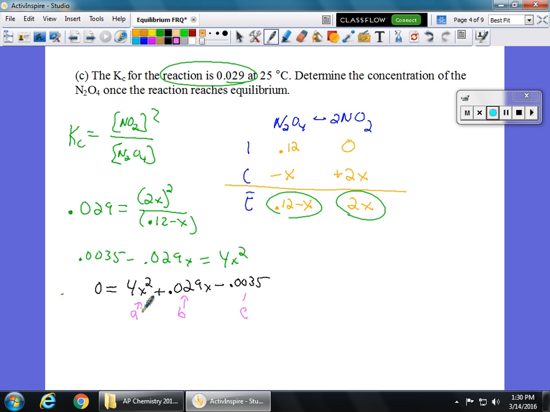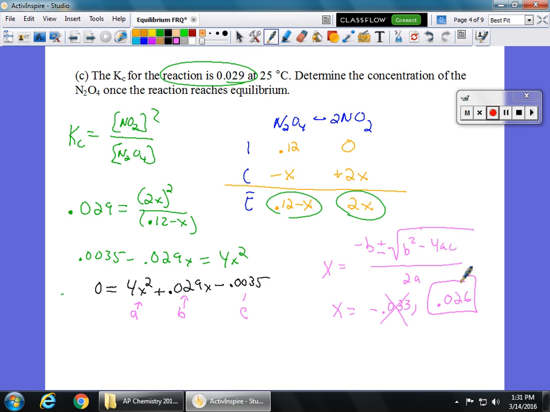And if we substitute those into the quadratic equation, our x is going to be equal to negative b plus or minus the square root of b squared minus 4ac over 2a. We're going to get two different values for this. The first value comes out to be negative 0.033, and the second value is 0.026. And you should realize that one of these is going to be incorrect, and that is the negative value. It cannot possibly work. We can't have a negative concentration for the NO2.